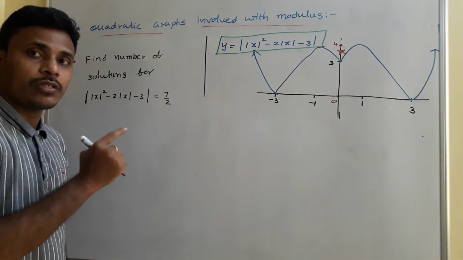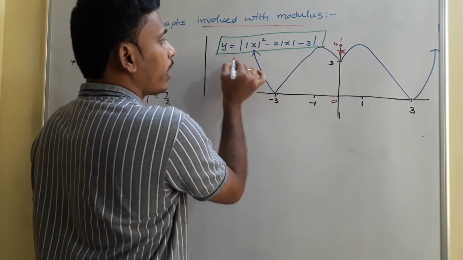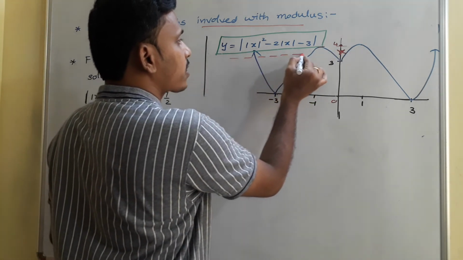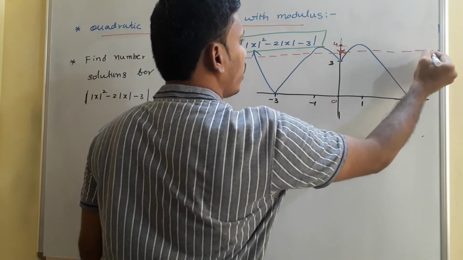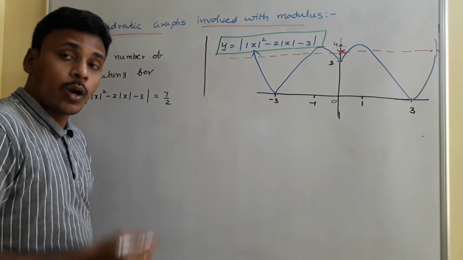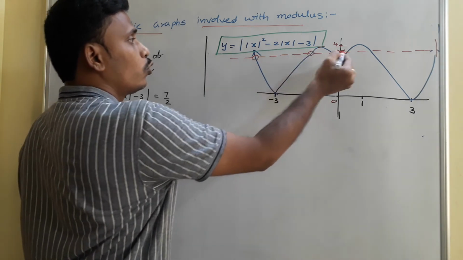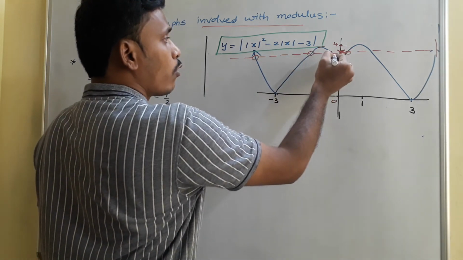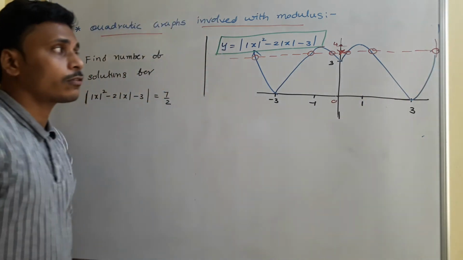So the y value is 3.5, that is 7 by 2. At this point, if you imagine a line parallel to the x-axis, that parallel line will intersect the graph at how many points? 1 point, 2, 3, 4, 5, 6. Is it right? Just have a look.